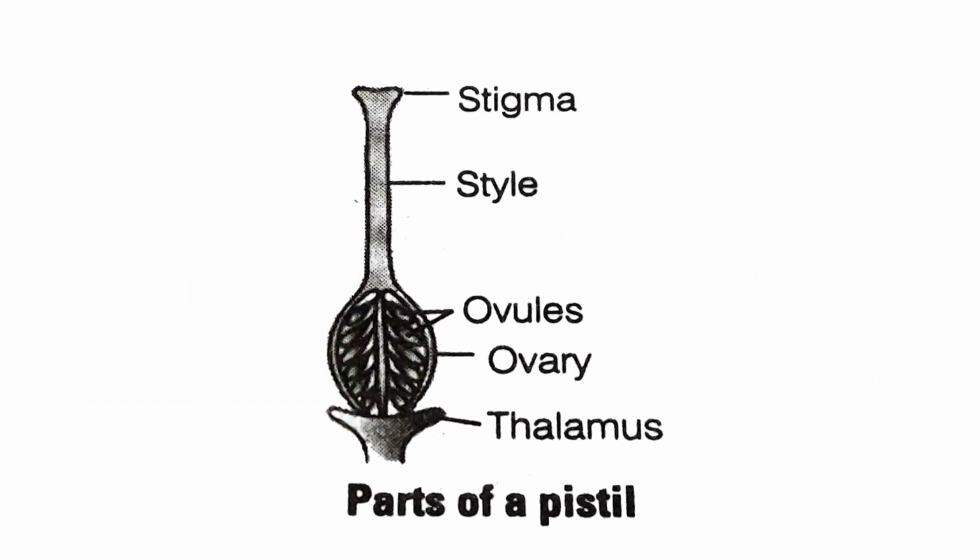Here you can see the diagrammatic representation of the pistil. The topmost part is the stigma. Then stigma is followed by style. After that, you can see this structure is known as ovary, which consists of ovules. Now these ovules give rise to seeds in the later stage of the plant.